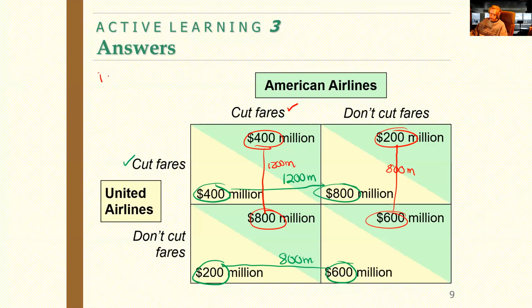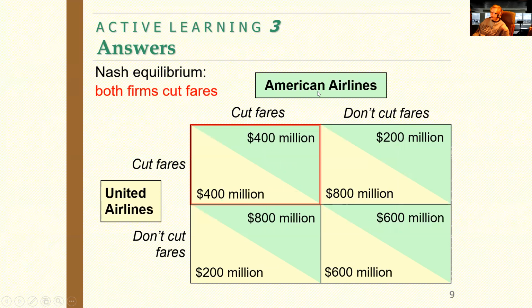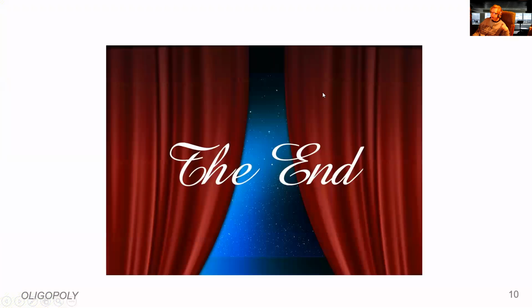So here, our dominant strategy, which strategy or decision is the best regardless of what the other person chooses, is to cut fares for American Airlines and to cut fares for United Airlines. Because both of these are the same, that is also our Nash equilibrium. Okay, hopefully that makes a little bit more sense. The more you do it, I think the clearer it becomes. Cool. So both firms cut fares.